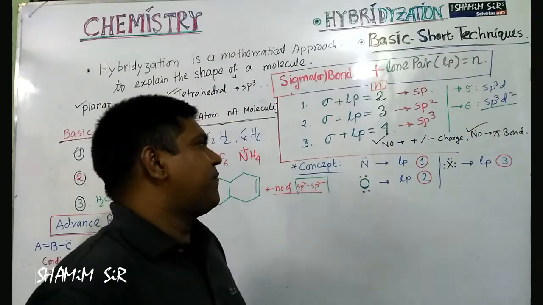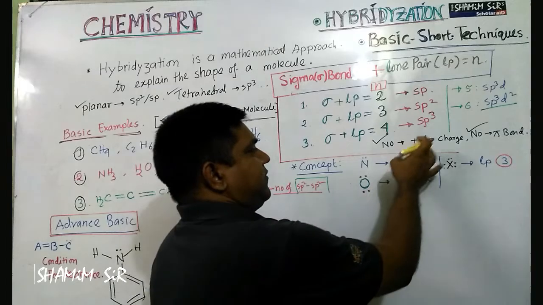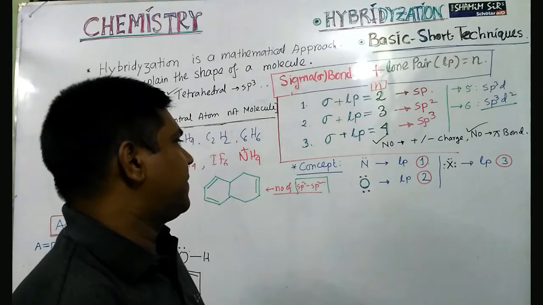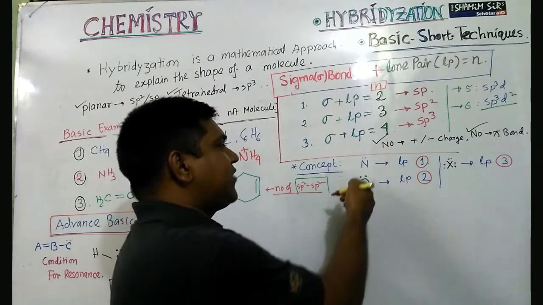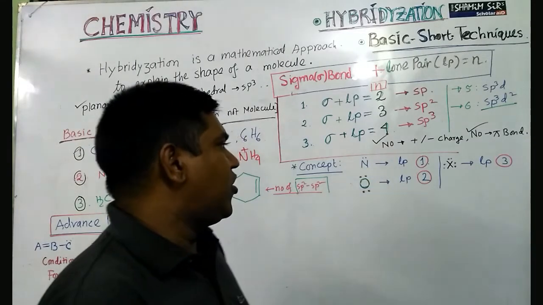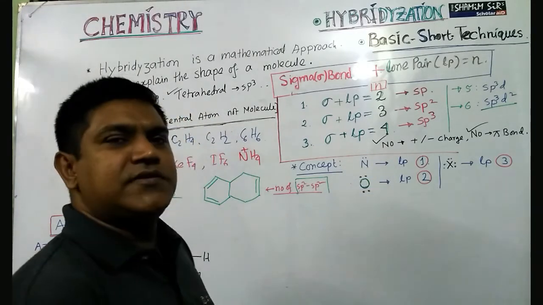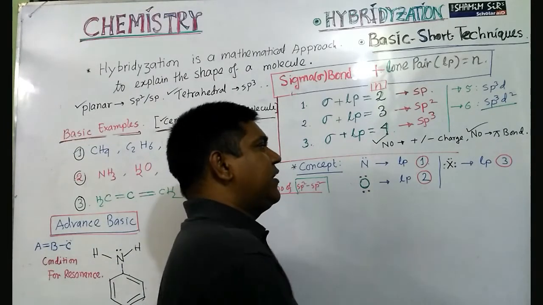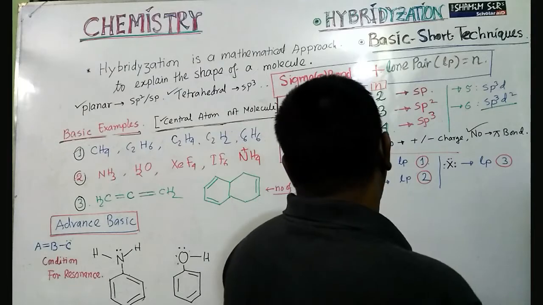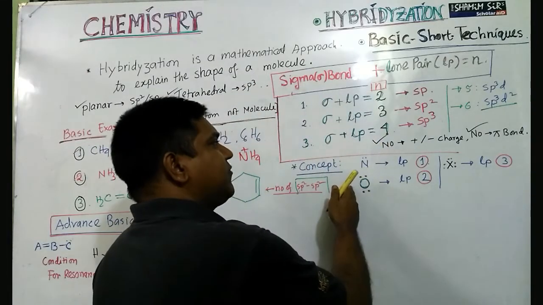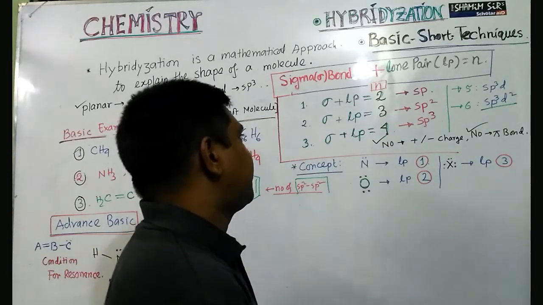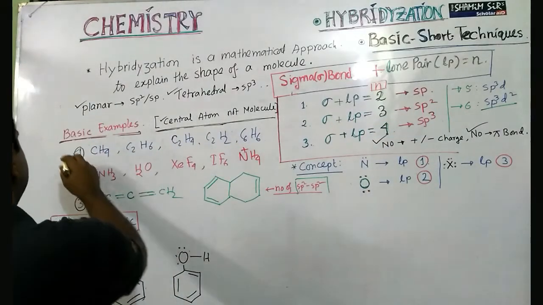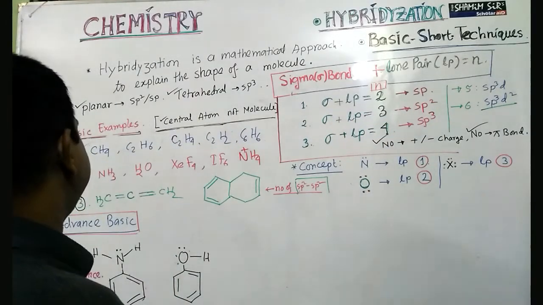One thing is very important: in this case, cation or anion will not be considered and pi bond will not be considered. Another important thing, in case of nitrogen, we should know that there is one lone pair. In case of oxygen, 2 lone pairs, and in case of halogen, 3 lone pairs. This is also a required concept to use this formula. Let's have practice on basic example 1.